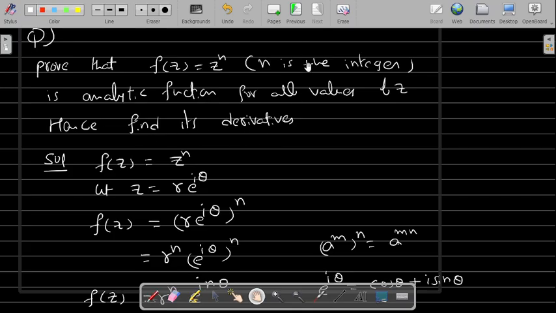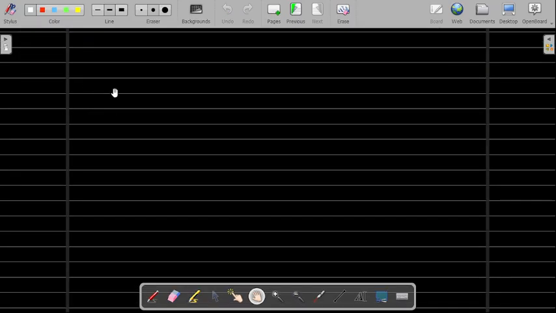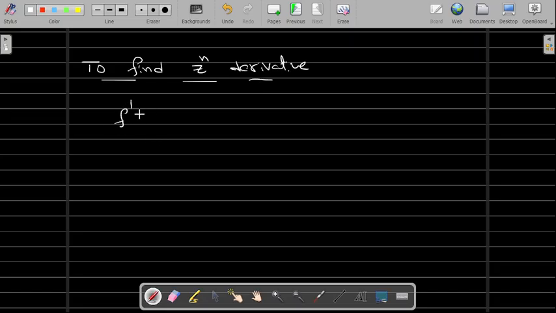Next we will try to find its derivative, the derivative of z power n. To find it, we have a formula. Remember this formula: f dash of z equals 1 by e power i theta into (ur plus i into vr) in polar form. This formula is in polar form.